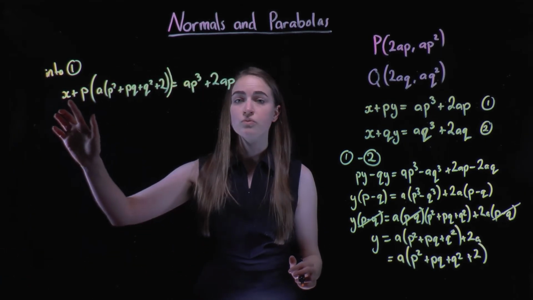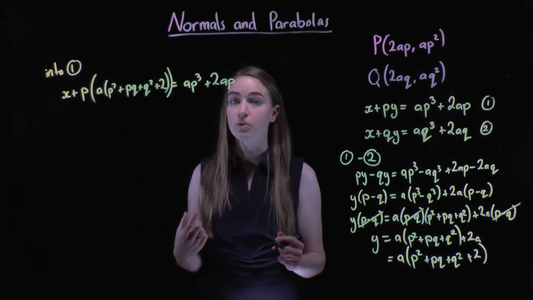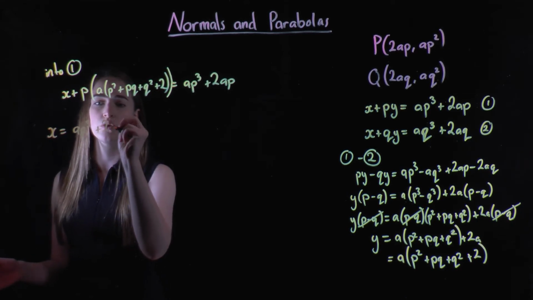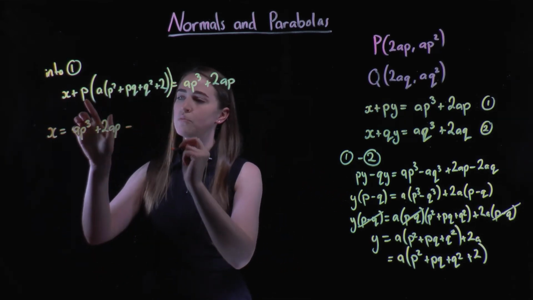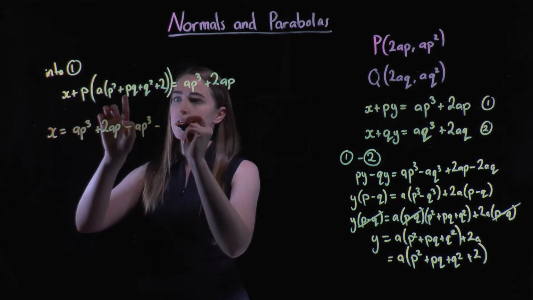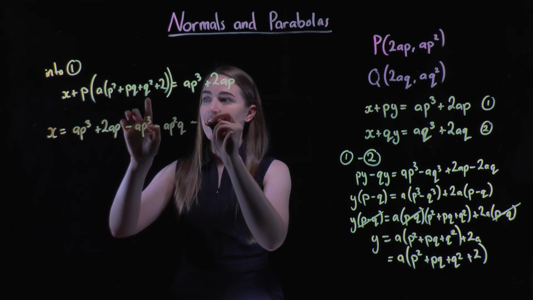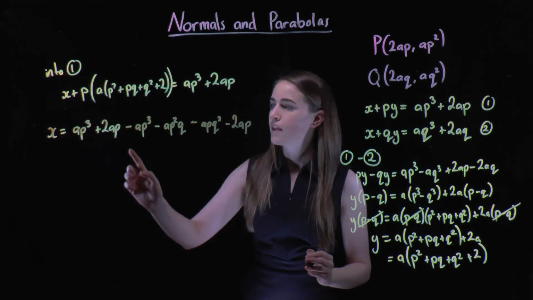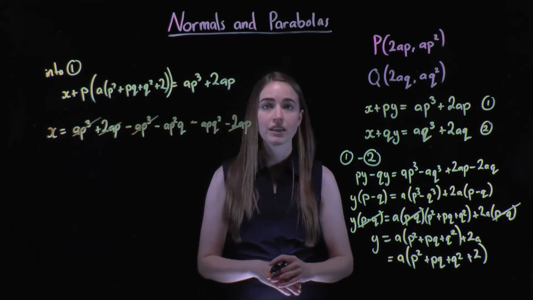So I'm going to get the x on its own, which means I'm going to subtract this whole thing from this side of the equation. And while I do that, I'm also going to expand it all out. So I'm going to have x equals ap cubed plus 2ap. Now all of this is going to be subtracted. So I'm going to have minus. Now I'm multiplying by p and a when I expand this out. So I'm going to have ap cubed minus ap squared q minus apq squared minus 2ap. Now my 2ap and my minus 2ap are going to cancel, and my ap cubed minus ap cubed are going to cancel as well.